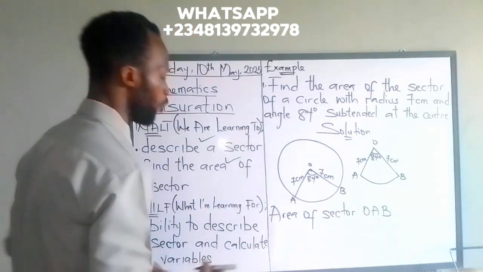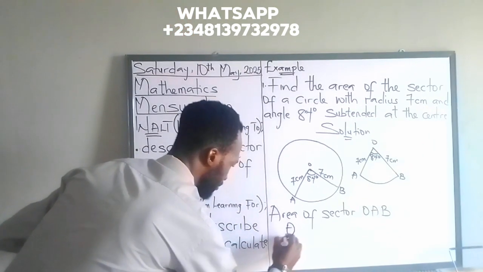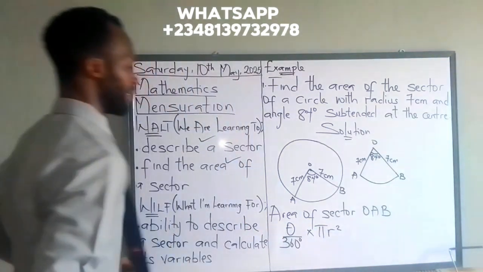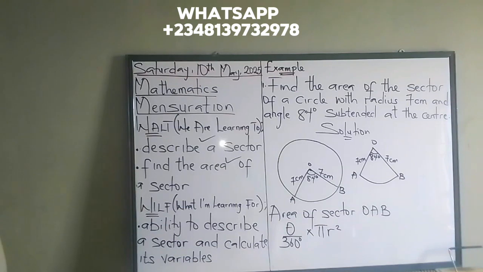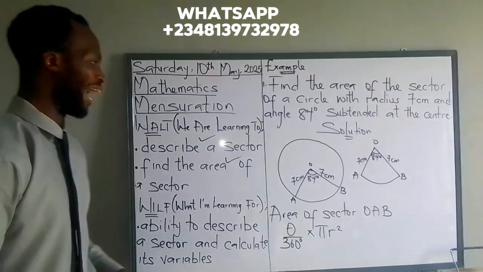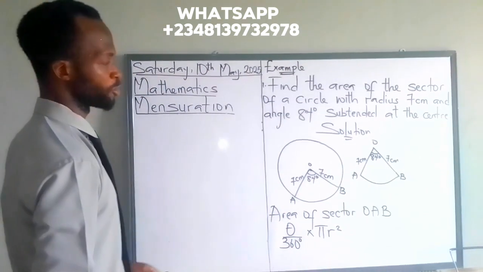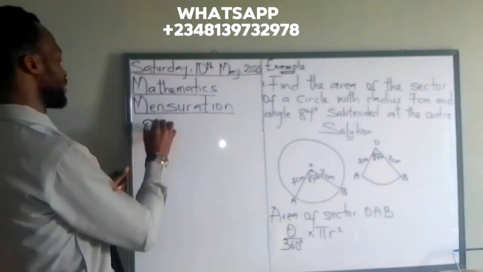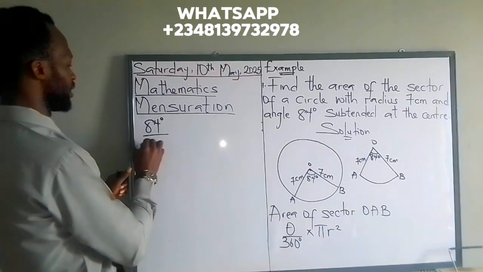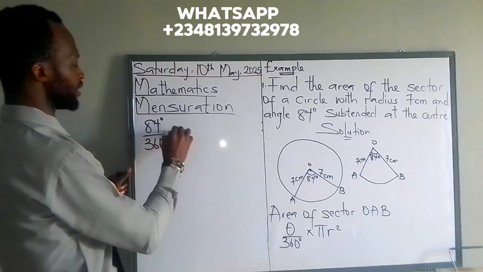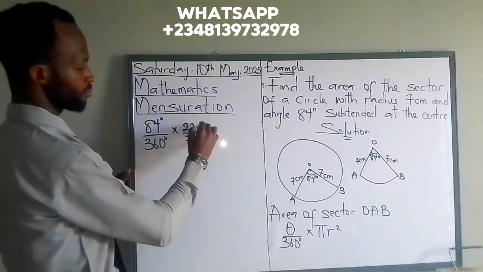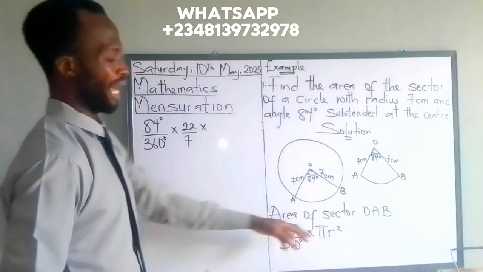Area of sector OAB will be theta over 360 degrees times pi r squared. So theta, which is the angle subtended at the center, is 84 degrees, divided by 360 degrees, times pi. Pi is a constant, 22 over 7, times radius r squared.